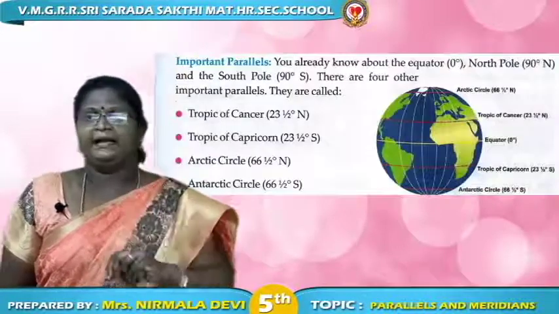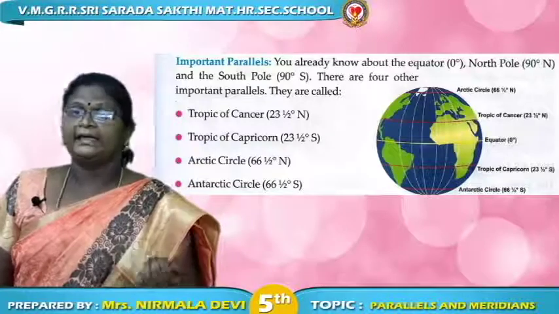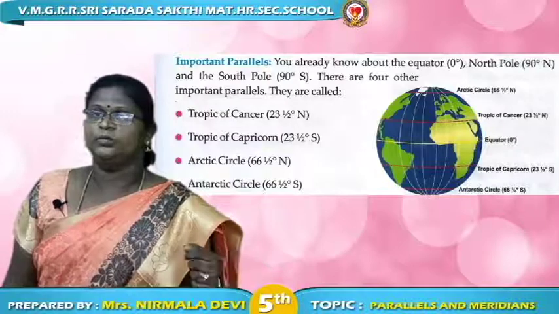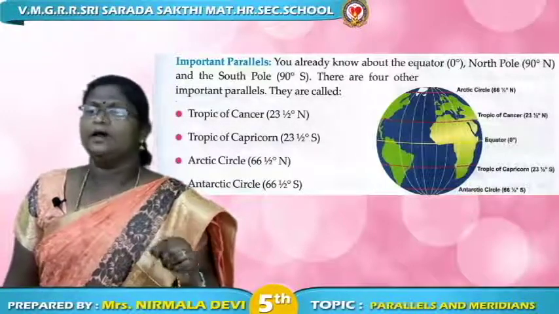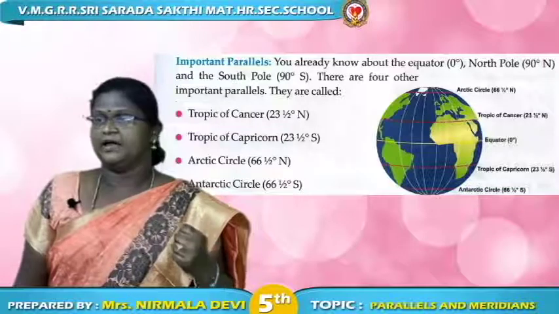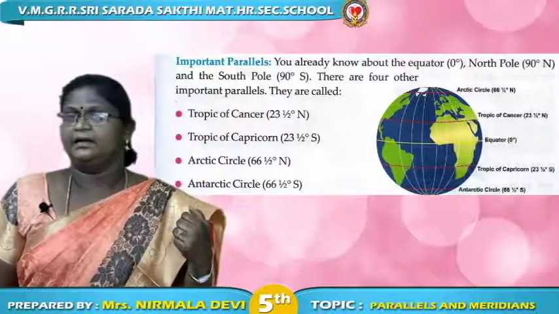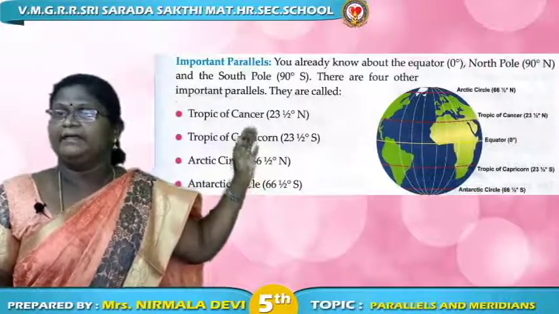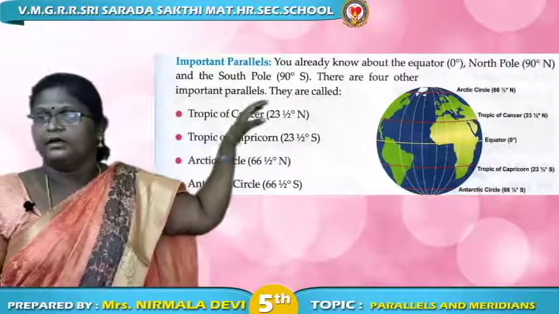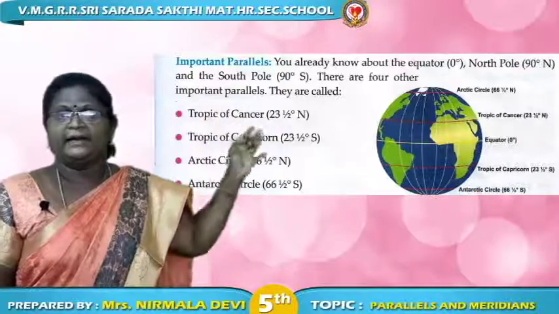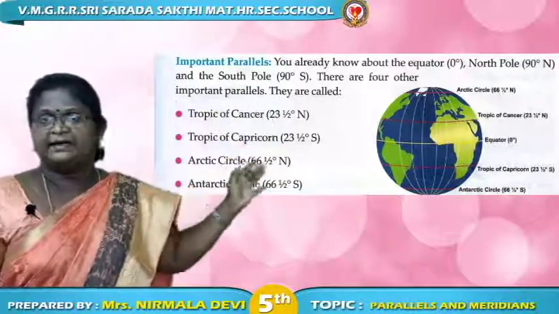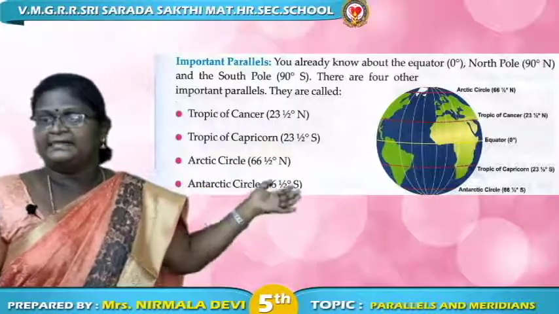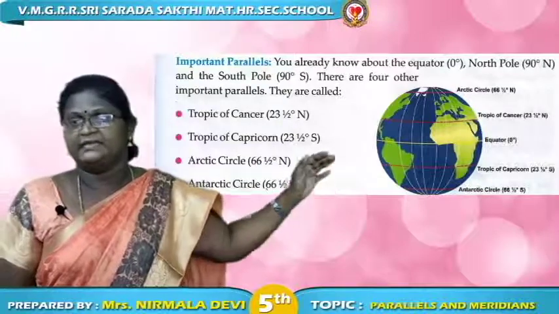Okay, important parallels. You already know about the equator, the North Pole at 90 degrees north and the South Pole at 90 degrees south. There are 4 other important parallels. They are called Tropic of Cancer, Tropic of Capricorn. See, Tropic of Cancer is at 23.5 degrees north, Tropic of Capricorn 23.5 degrees south, Arctic Circle 66.5 degrees north, Antarctic Circle 66.5 degrees south.